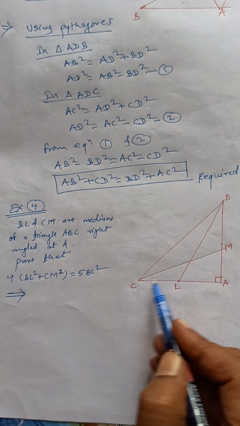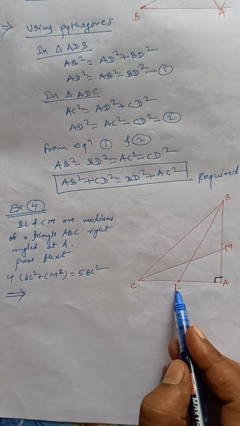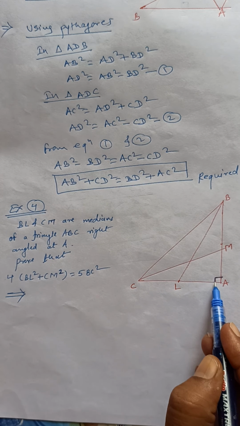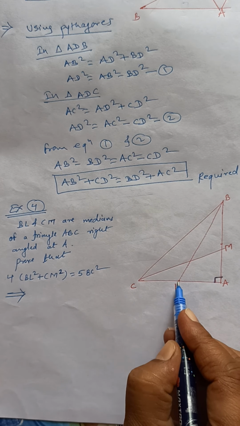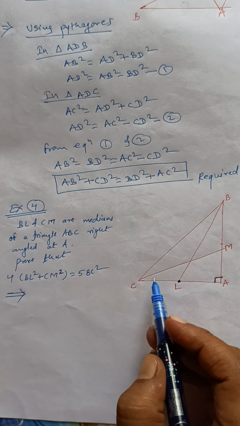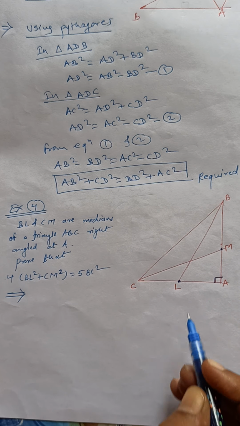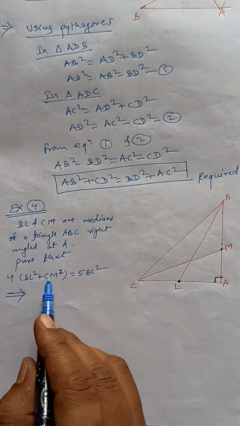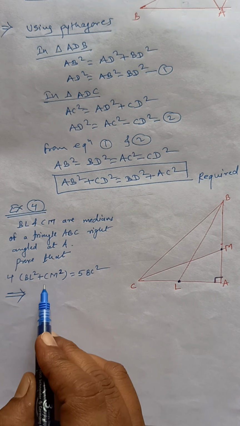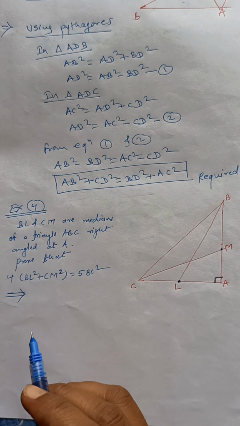BL and CM are medians of triangle ABC, right angled at A. So ABC is a right triangle, right angled at A, and BL is a median, so AC is divided into two equal parts, AL and CL. L is the midpoint, and CM is also a median. M is the midpoint of AB, L is the midpoint of AC. Then we have to prove 4 into (BL square plus CM square) is equal to 5 BC square.